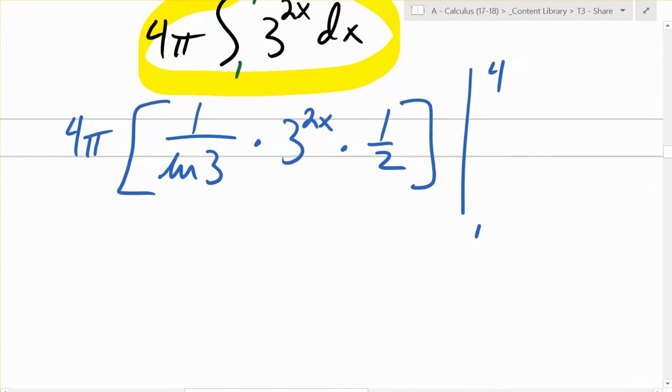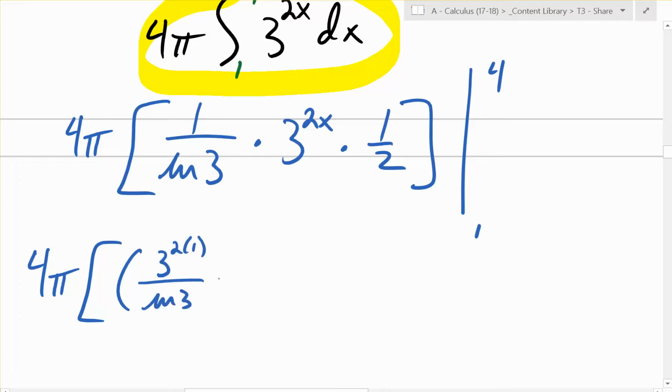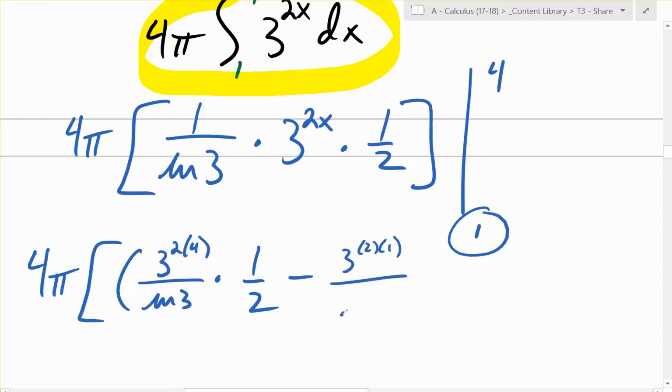So now you have to plug in 4, and you have to plug in 1. So it's 4 pi times, you get 3 to the 2 times 1 over ln 3 times 1/2 minus, we plug now in 1. Oh, by the way, excuse me. I should have plugged in 4 right there. You might have caught that. So that should be 2 times 4 right there. And now we're subtracting what you get when you plug in 1. So it's 3 to the 2 times 1 over ln 3 times 1/2.